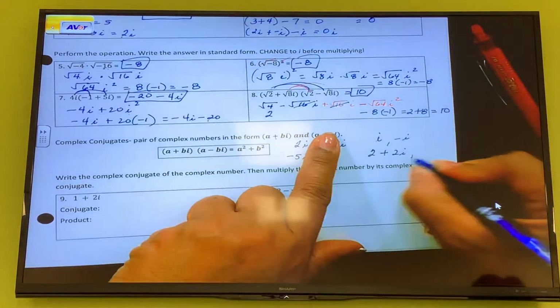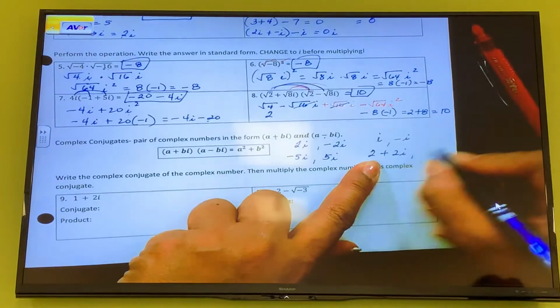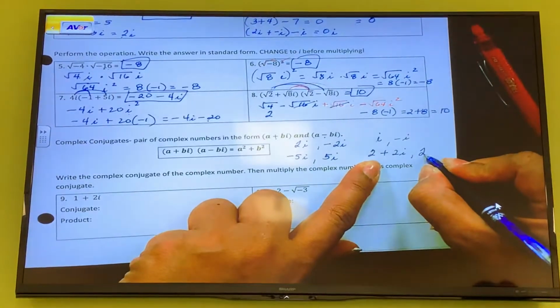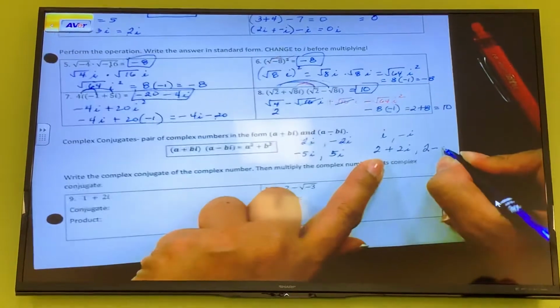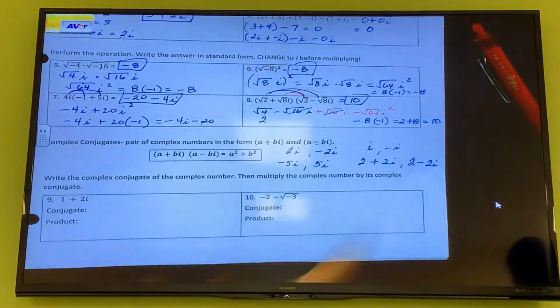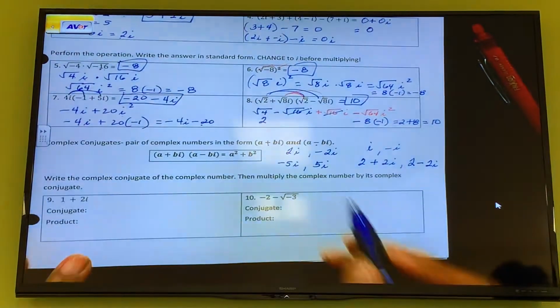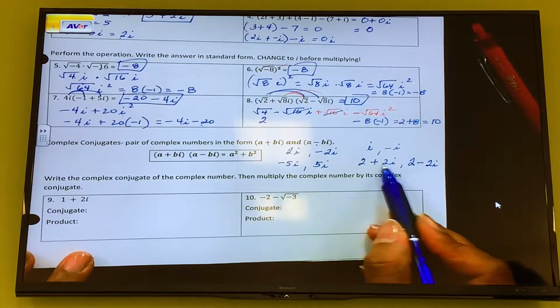So the complex conjugate of 2 plus 2i will still have the 2. That doesn't change, but the one with the i is the one that will change. So it's 2 minus 2i. The only sign that will change is the one in front of the i.